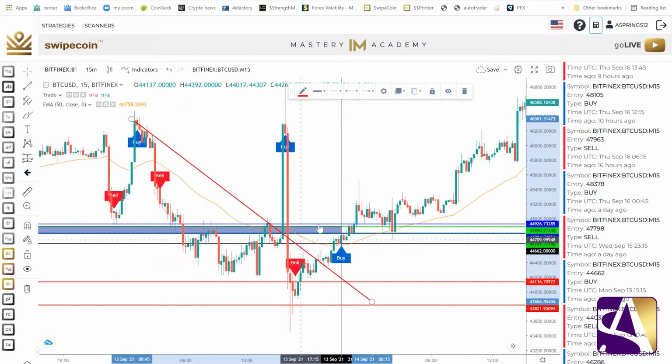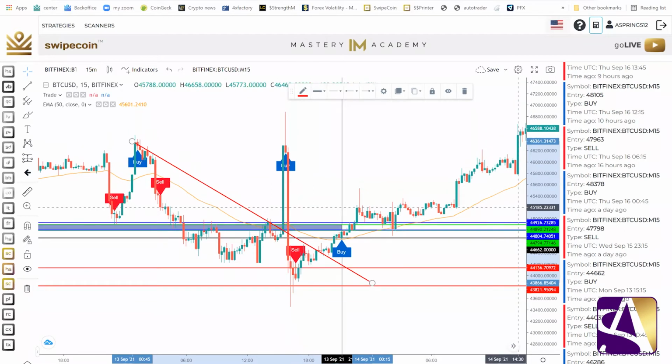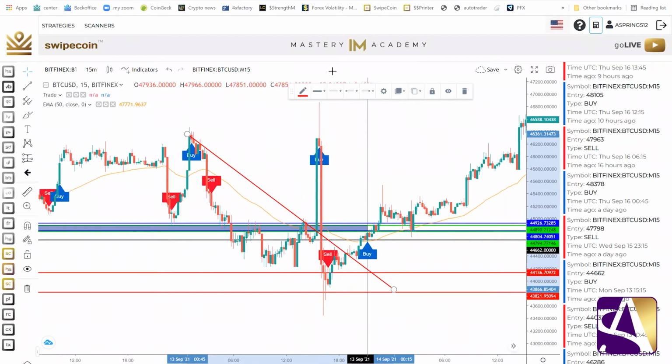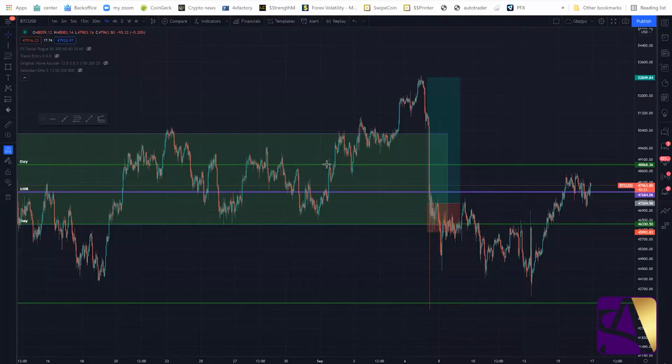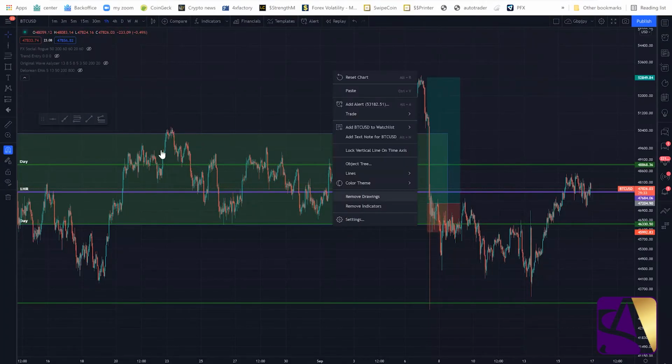So you got several points of confluence here to let you know that the market is getting ready to shift. Now, what I really like and what was really spot on with giving us this setup, if we go and look at Bitcoin, and let me remove everything I got on here.